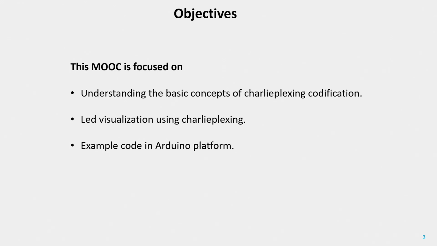The primary aim of this tutorial is to develop and understand Charlieplexing codification. You will learn how to control a large number of LEDs with a minimal number of microcontroller outputs using three-state logic inherent in modern microcontrollers. Additionally, you will see how this technique can be implemented in the Arduino environment.